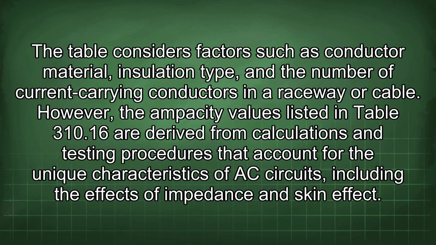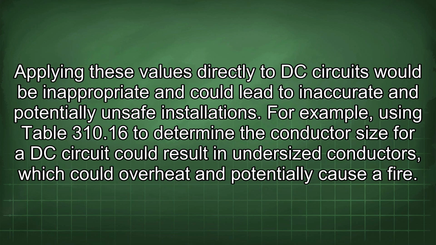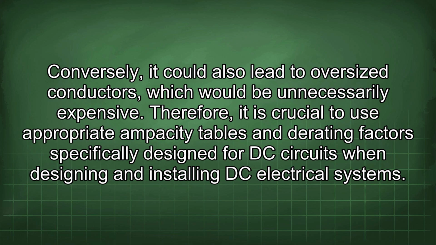However, the ampacity values listed in Table 310.16 are derived from calculations and testing procedures that account for the unique characteristics of AC circuits, including the effects of impedance and skin effect. Applying these values directly to DC circuits would be inappropriate and could lead to inaccurate and potentially unsafe installations. For example, using Table 310.16 to determine the conductor size for a DC circuit could result in undersized conductors, which could overheat and potentially cause a fire. Conversely, it could also lead to oversized conductors, which would be unnecessarily expensive.